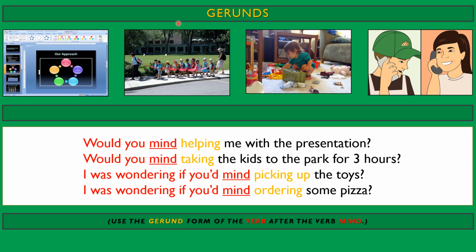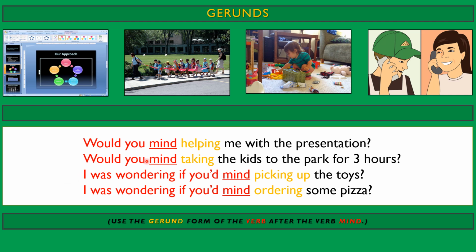These are some examples of requests or petitions using gerunds. For example, would you mind helping me with the presentation? Would you mind taking the kids to the park for 3 hours? I was wondering if you'd mind picking up the toys. I was wondering if you'd mind ordering some pizza.